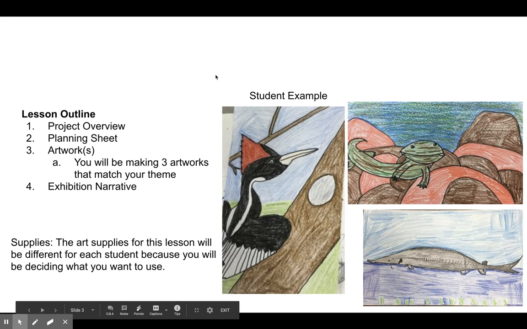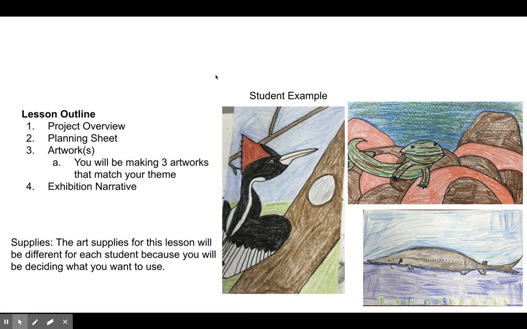Okay, so as always, we have our project overview first. You're going to create a planning sheet and complete it in order to brainstorm some ideas for your project, because this project gives you a lot of creativity since you're deciding on your theme and what artwork you're going to make to express that theme. So your planning sheet will help you with coming up with an idea and researching that idea a little bit more in order to figure out what you're going to draw.